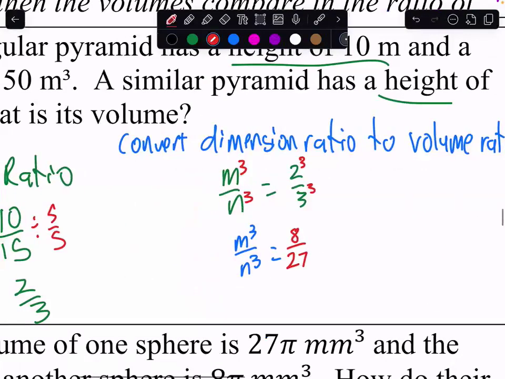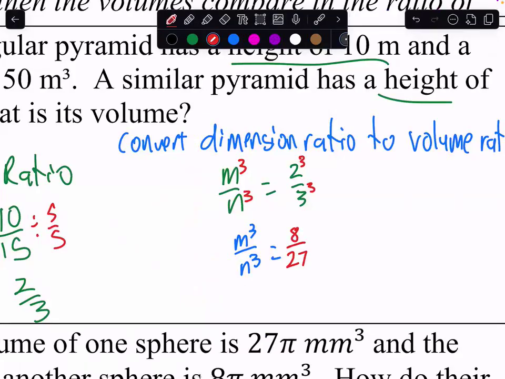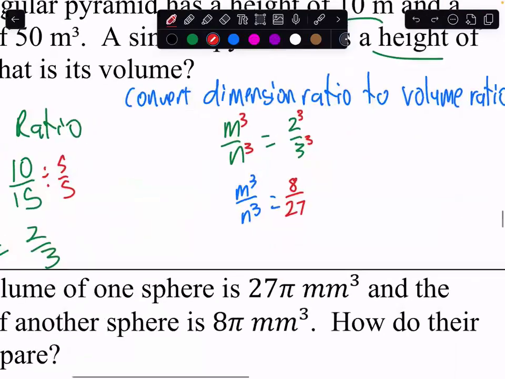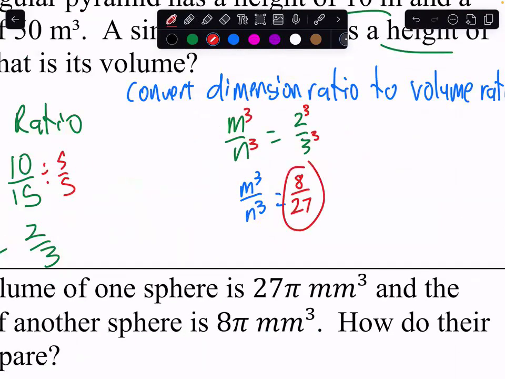Okay, so for some problems, we might stop right here. If the question was simply, what is the ratio of volumes? The answer would be 8 to 27. Okay, but the question wasn't, what's the ratio? You're actually finding the shape's volume itself. Okay, not how it compares, but the actual number of meters cubed. Okay, so now we're going to take the volume ratio and set up a proportion.